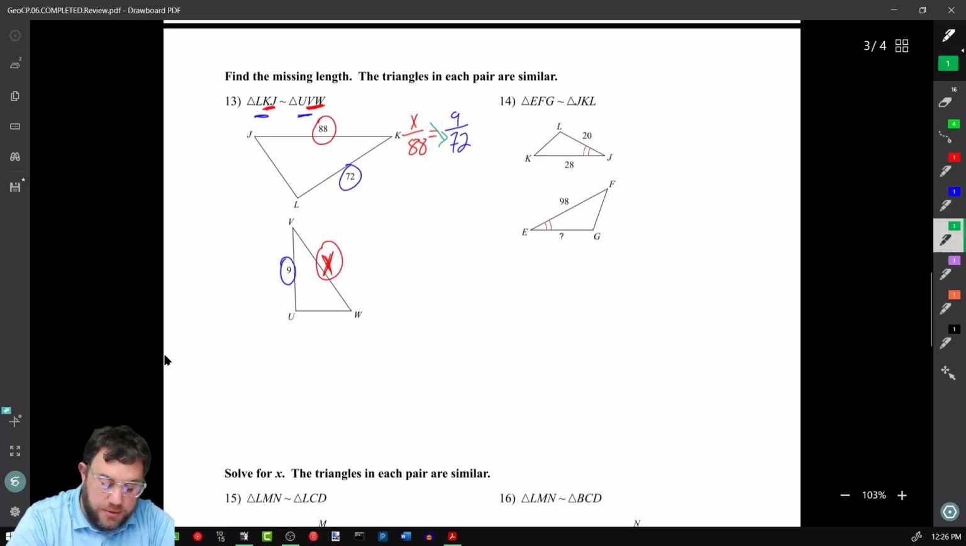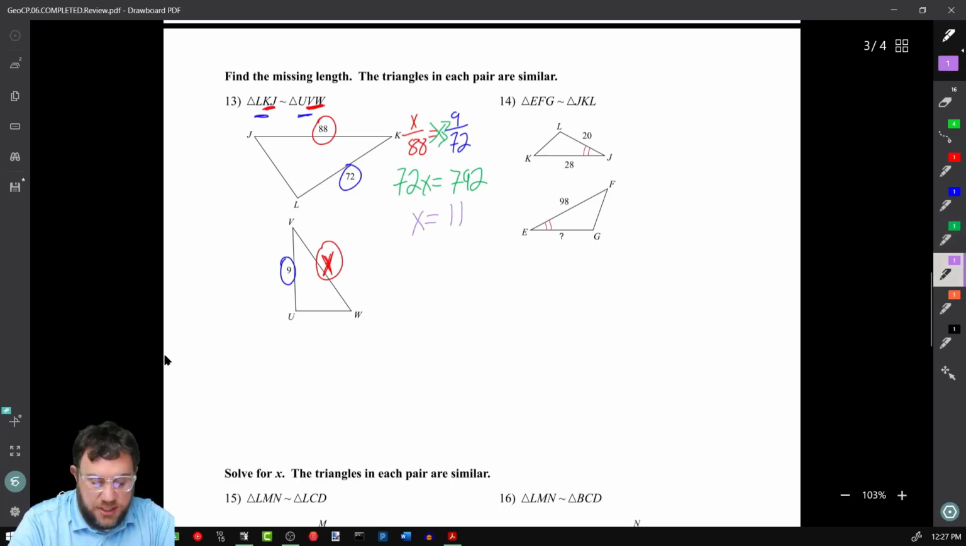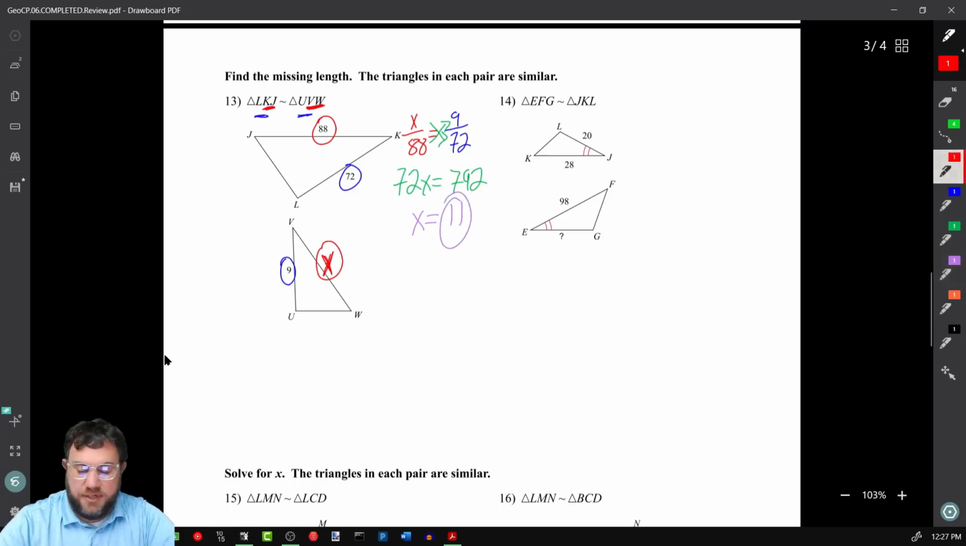And now we're ready to cross multiply. Again, you could reduce 9 over 72. That's 1 over 8. It'll give you smaller numbers to work with. So we've got 72x equals 792. I've already worked these out. Then we divide both sides by 72. So x is going to equal 11, or our missing side is 11.